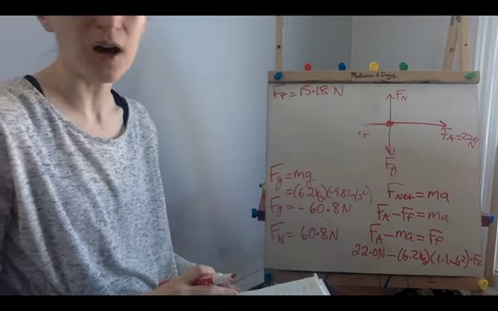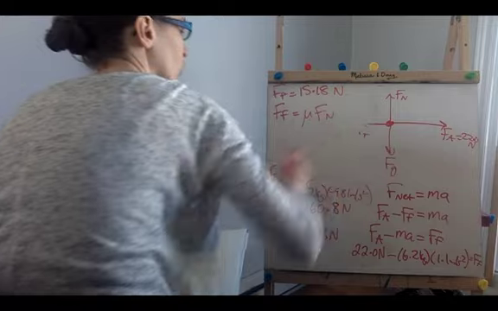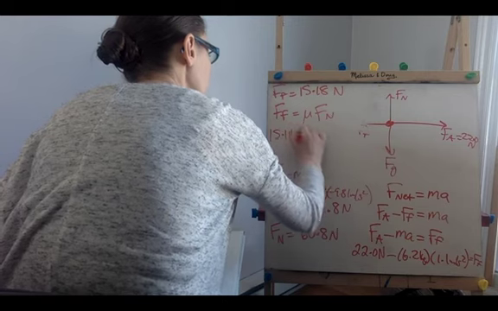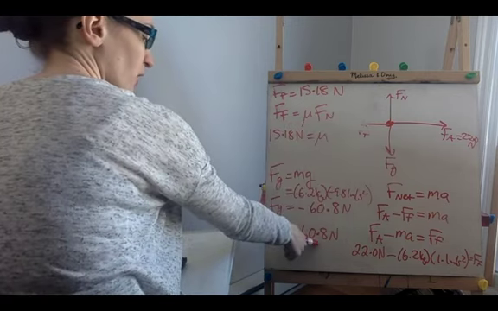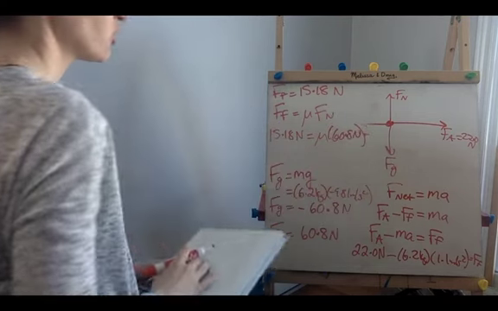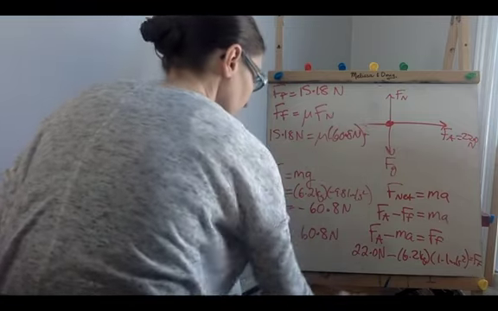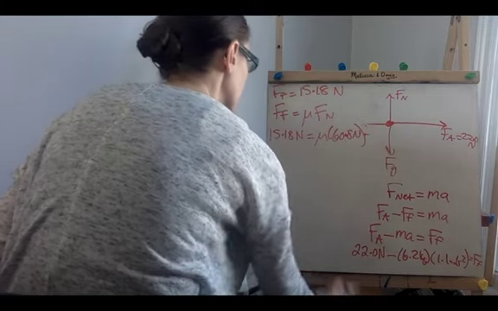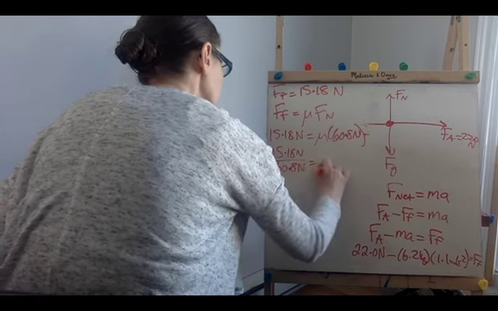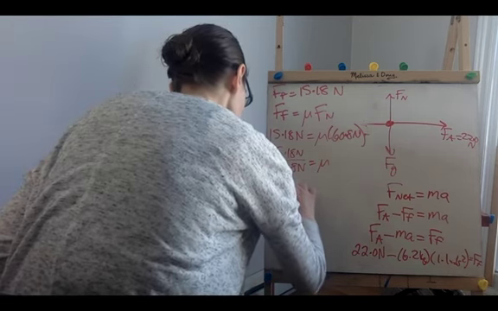And remember, the goal here was to find the coefficient of friction. And we know that the formula for force of friction is the coefficient of friction multiplied by the normal force. We now have a value we can plug in here for our force of friction of 15.18 newtons. We had our normal force calculated as 60.8 newtons. So to get our coefficient of friction, we just need to take our 15.18 and divide it by 60.8. So we can take our 15.18 newtons, divide it by 60.8 newtons, equals our coefficient, and that gives us a value of 0.25.